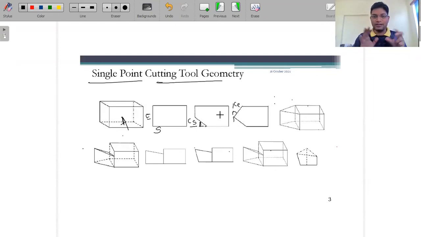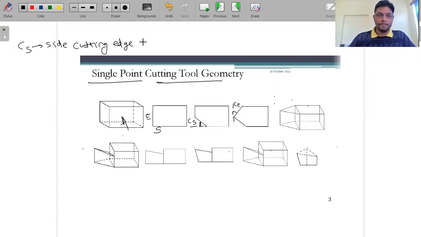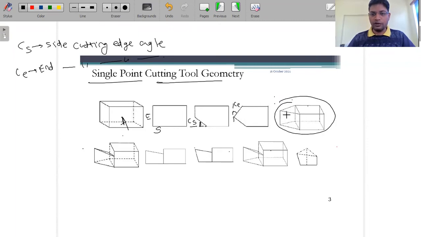Okay, by the way, I will write what these terminologies are, but I'm just writing them here. This is CS, this is the side cutting edge angle. Okay, and this is CE, that is the end cutting edge angle. Now our tool will look like this when you see it from this side, it will look like that.